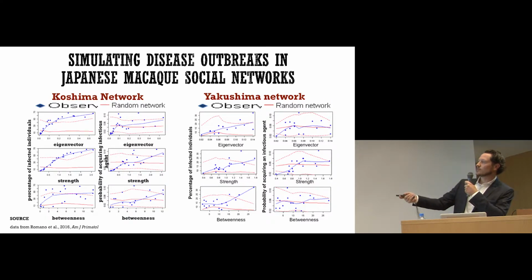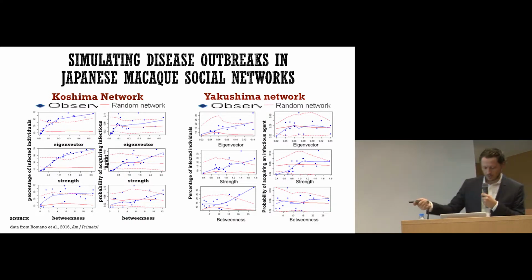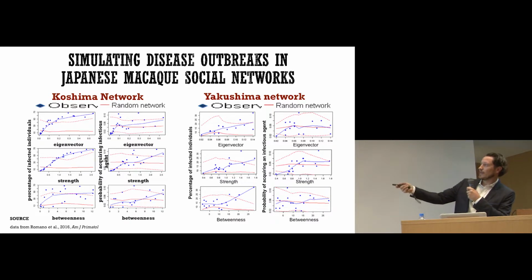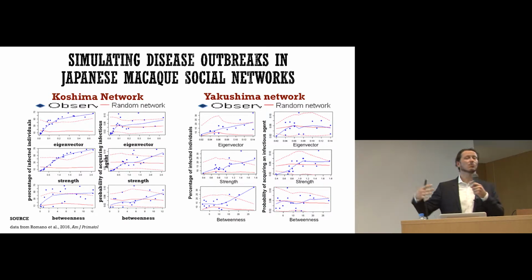But in Yakushima, so this is a complicated graph, I realize, but here's what I want you to do. Think about the blue line, and whether the blue line looks the same or different than the red line. Here, the blue line is increasing in all cases. That means if you're central, you are spreading disease to more individuals and you're getting sick faster, okay? But that's in Koshima. In Yakushima, the blue line for getting an infection is the same as the red line. The red line is random. So the Yakushima social network is behaving more randomly than the Koshima network.